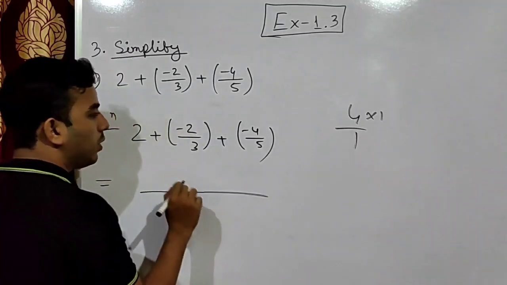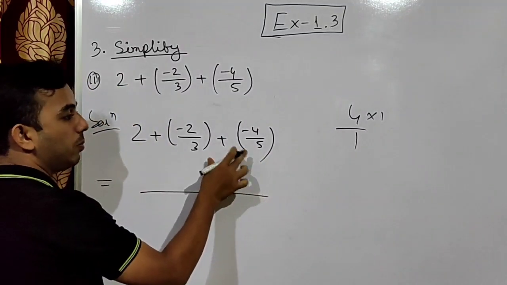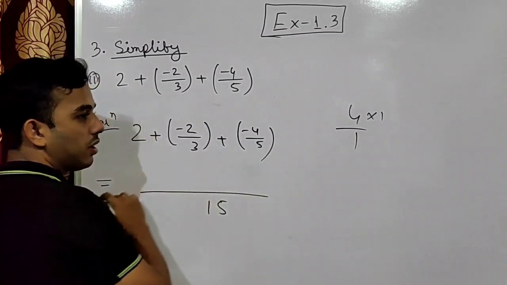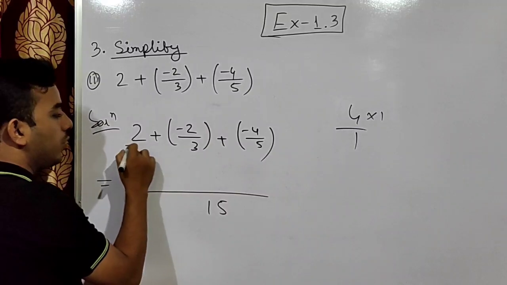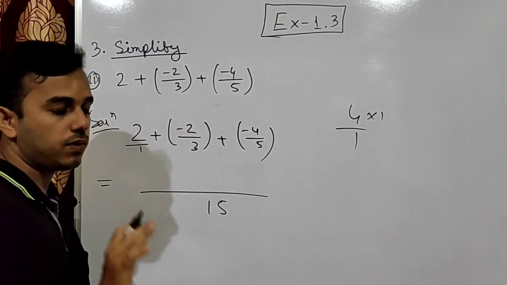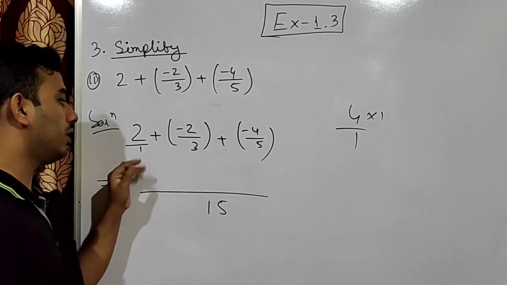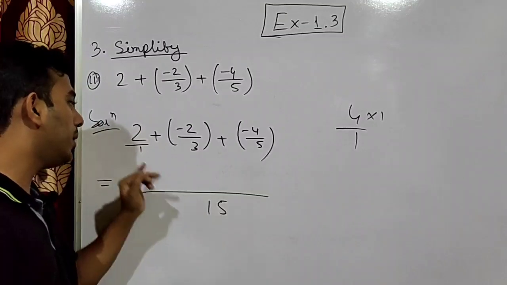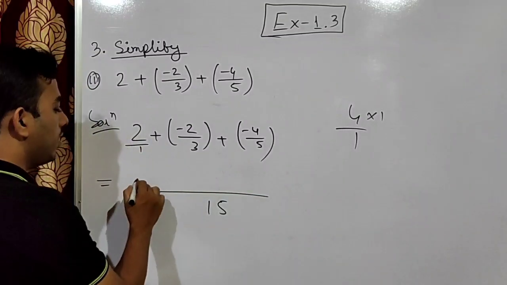Now we have to make their denominator same. So their LCM is what? LCM is 15, 5 into 3, 15. Clear? Now in this case we have 1. Let me write here 1. Now 15 divided by 1 is 15. So we will write here 15.